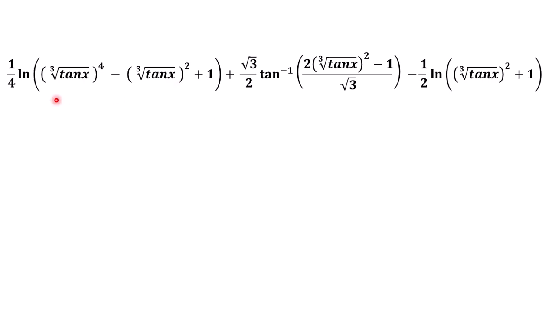So we are going to start with A, this one, that is 1/4 natural log into bracket the cube root of tangent x to the power 4 minus cube root of tangent x to the power 2 plus 1. That is what we are going to start with, and we are calling it A. Differentiation of what? Differentiation of A. Alright, so let's write our solution.